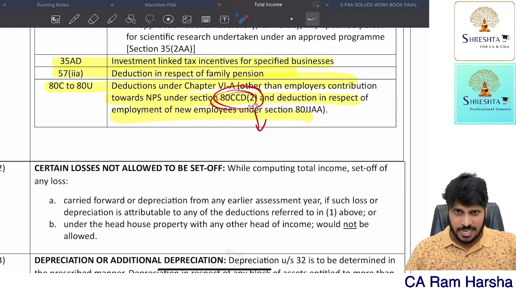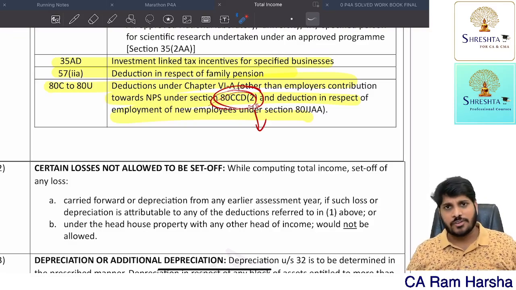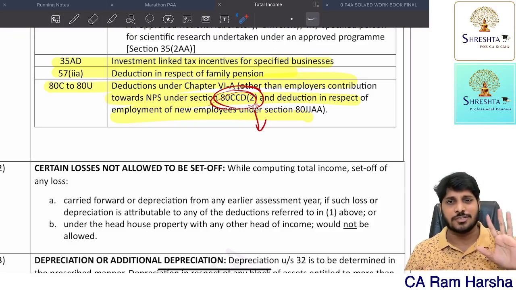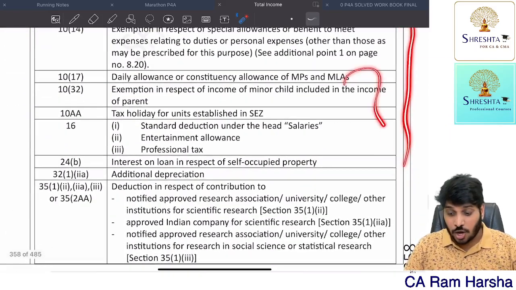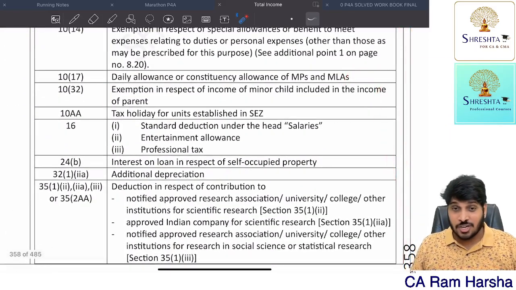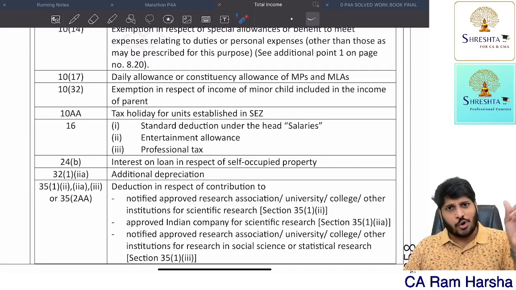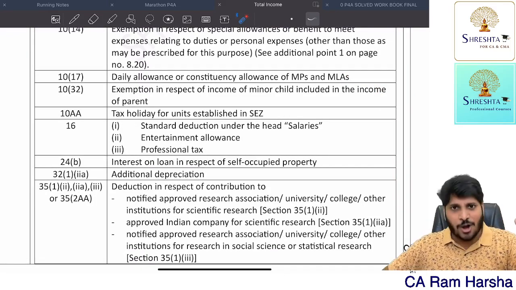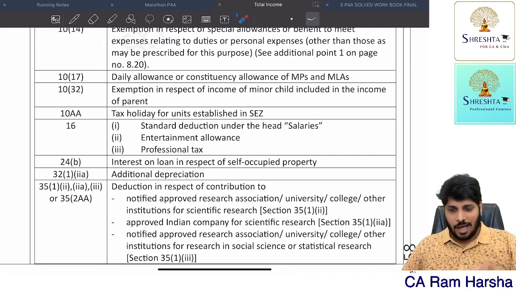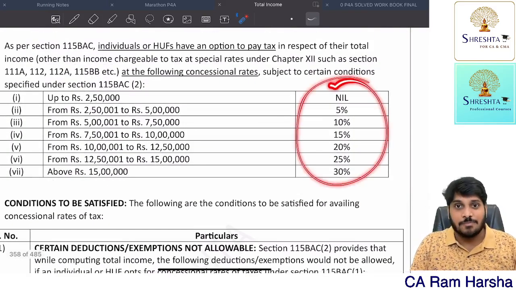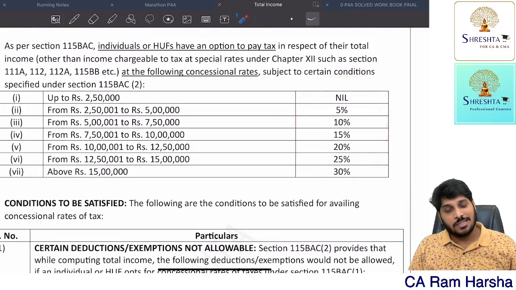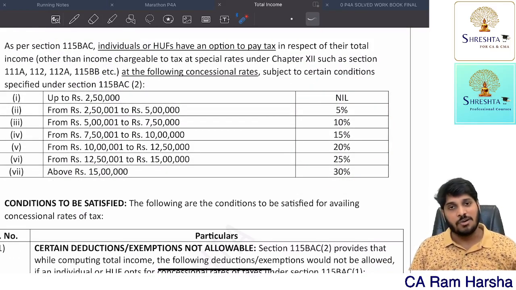In reality, nobody will go for 115 BAC, but still, from an exam point of view, this is important. If you claim all this, if you sacrifice all these deductions, what does sacrificing mean? Compute total income normally, add back all these items, and you get a revised total income. On that you can apply these rates and pay tax. This is what 115 BAC is all about.